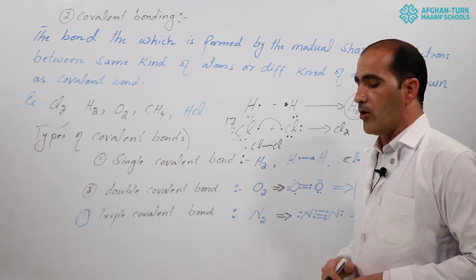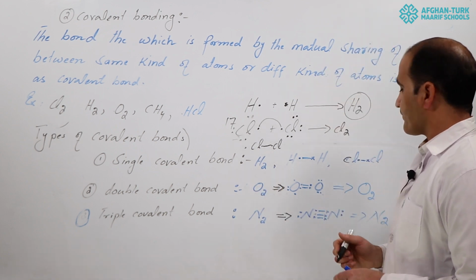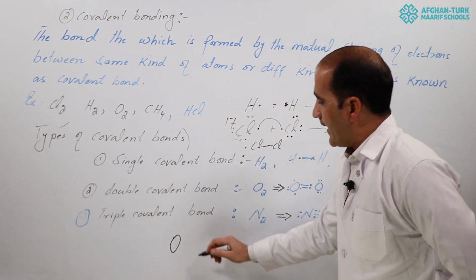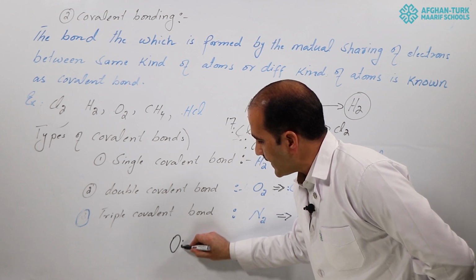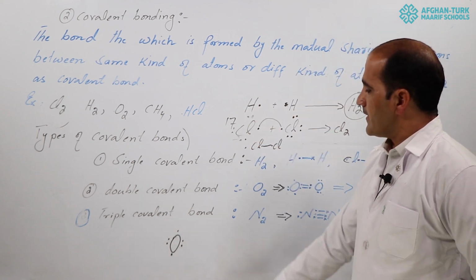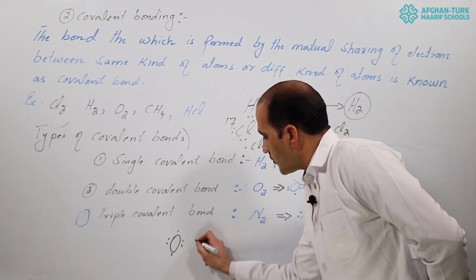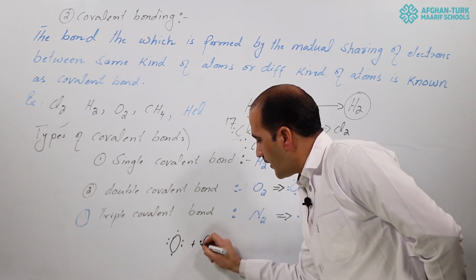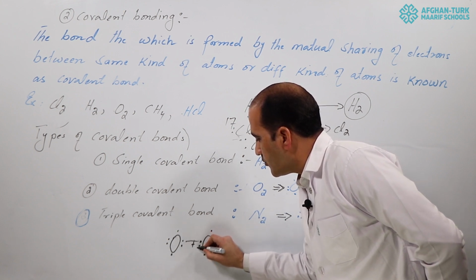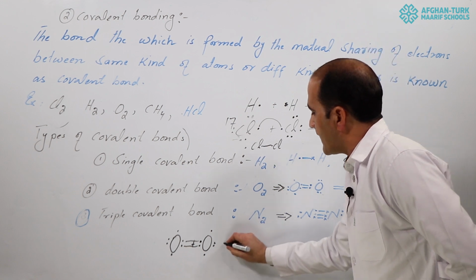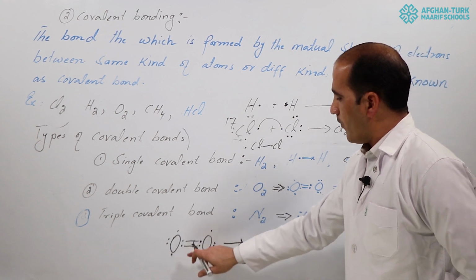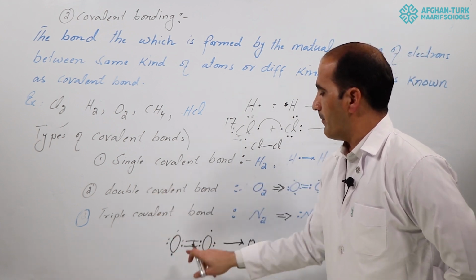Here you can see the example, oxygen. Everyone knows that oxygen belongs to group number 6, and in the last shell of oxygen we have 6 electrons. This is an oxygen atom, and right now it needs 2 more electrons. So another oxygen atom will share its 2 electrons with that atom. When they share 2 electrons with each other, an O2 molecule will be formed. This is the example of a double covalent bond.